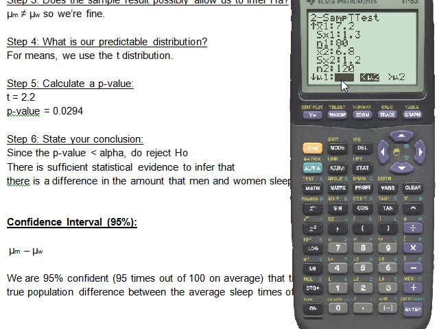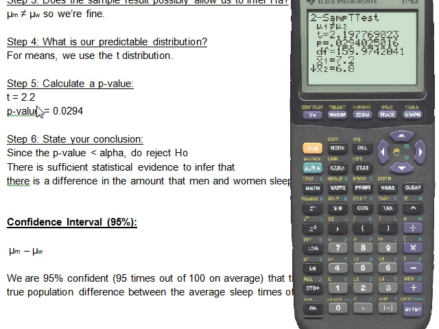Now we want the not equals, so we'll hit enter, and we'll come down. We'll just use pooled no. And then we hit calculate and we get our values. Okay, so our t-stat is basically 2.2, which is like a z-score, pretty far out there. So 2.2, and our p-value is 0.0294, so 0.0294.